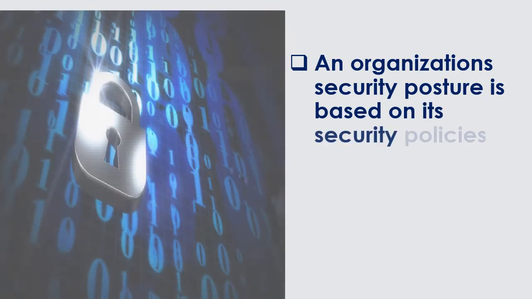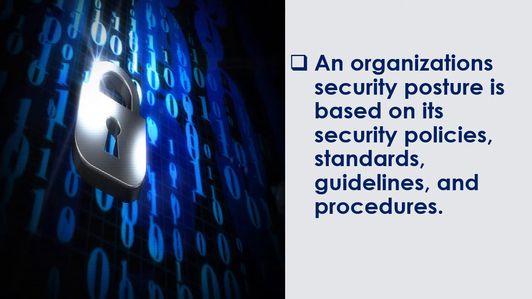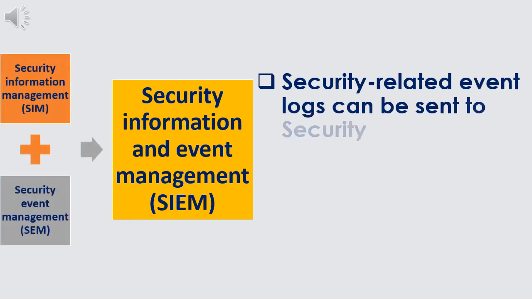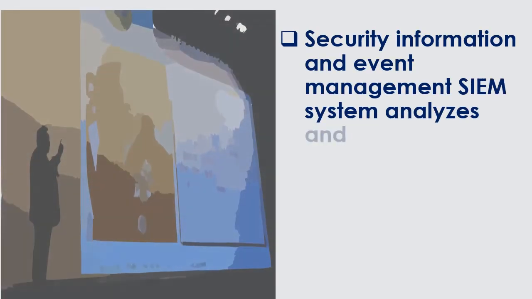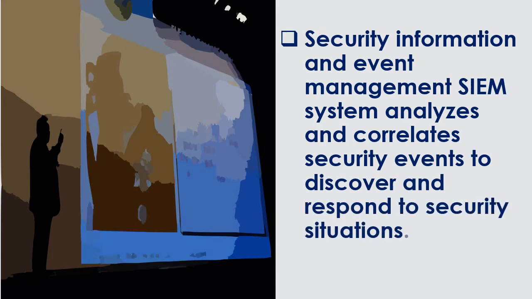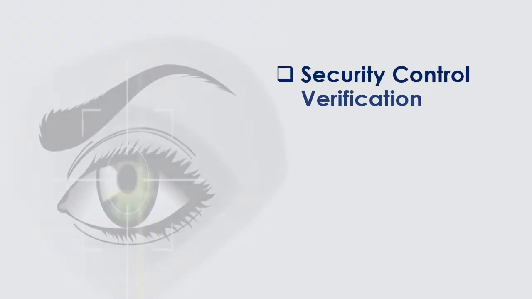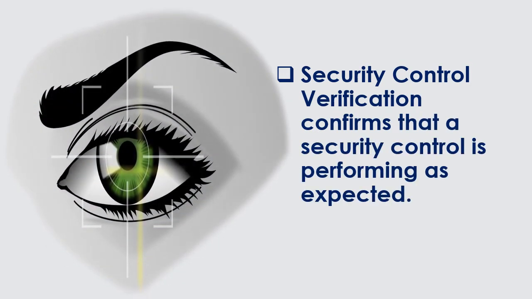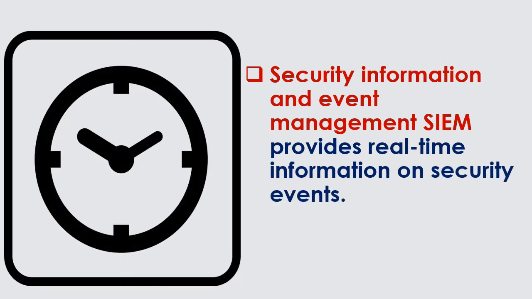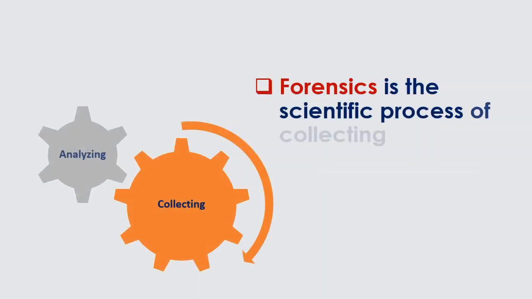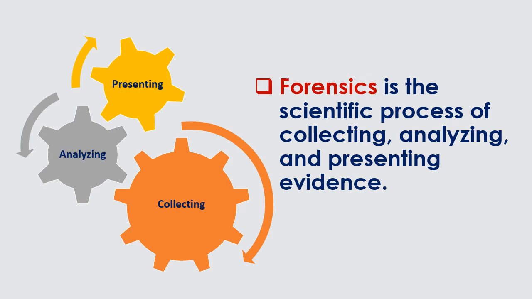Security posture is based on an organization's security policies, standards, guidelines, and procedures. Security-related event logs can be sent to a Security Information and Event Management (SIEM) system. A SIEM system analyzes and correlates security events to discover and respond to security situations. Security control verification confirms that a security control is performing as expected. Forensics is the scientific process of collecting, analyzing, and presenting evidence.